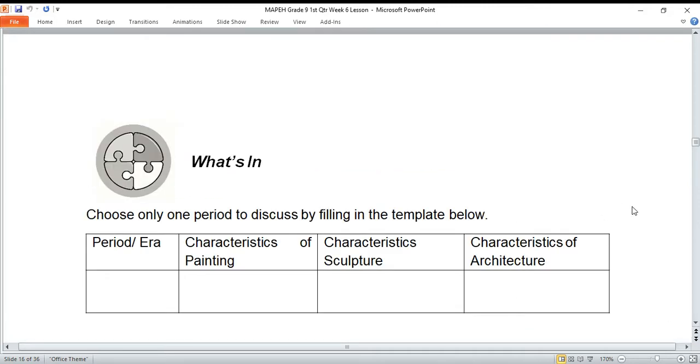Okay, let's proceed to this activity before we go to our main topic. For this activity, choose only one period to discuss by filling in the template below. So write the period or era, and the characteristics of painting, sculpture, and architecture. You can pause the video to answer this.